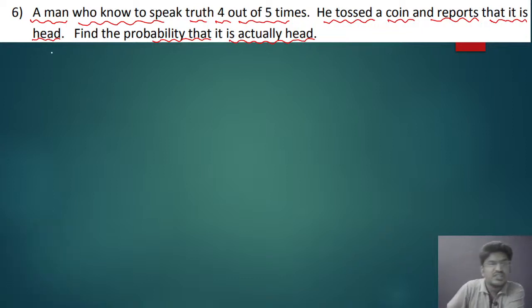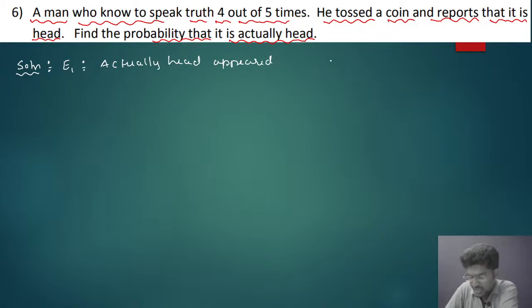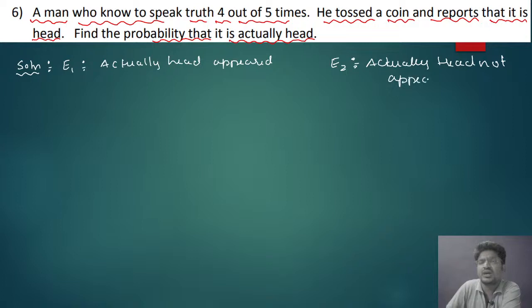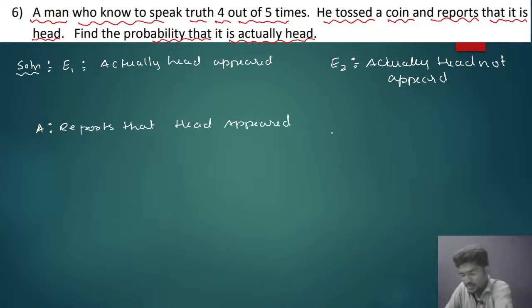Okay. So see here, what will be the event E1? Event E1 is that head actually appeared. Event E2 is that head actually had not appeared. Another event A is that he reports that head appeared. Okay, so now what is the probability of E1?